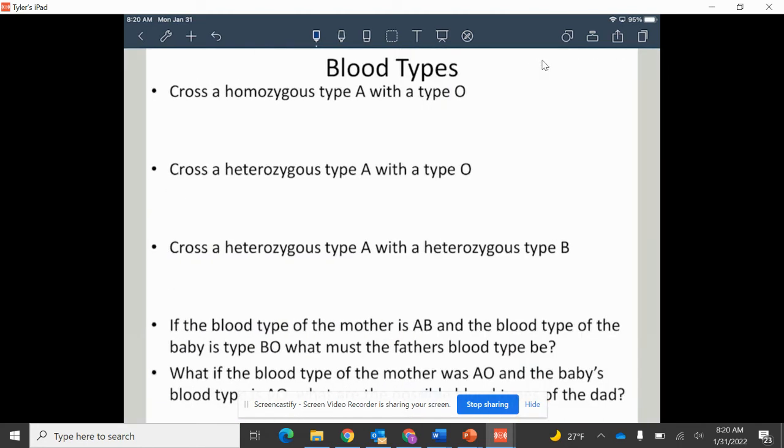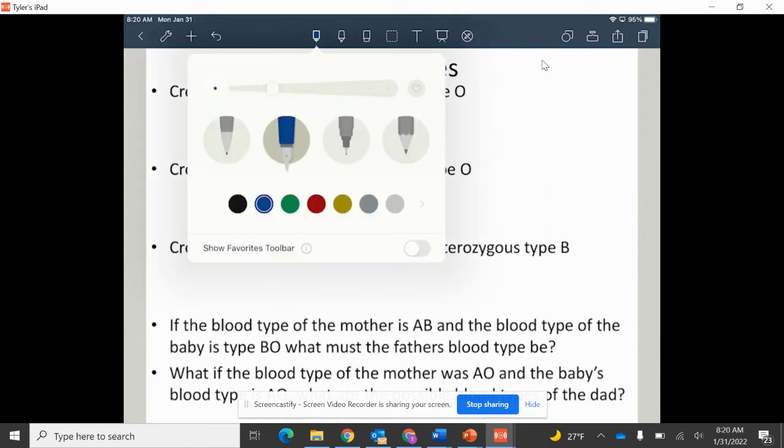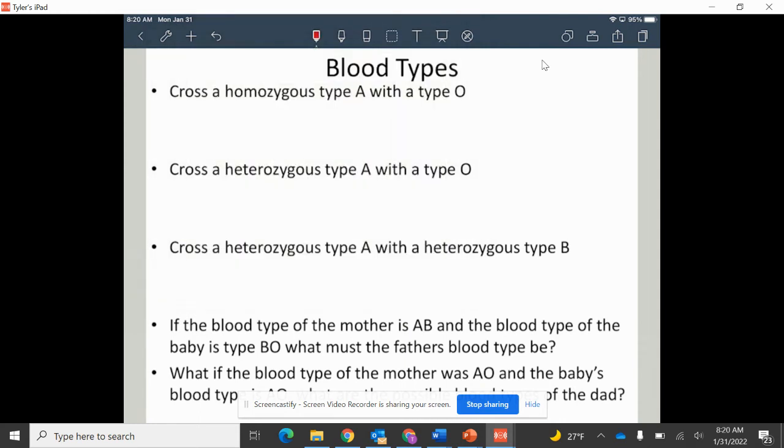So let's cross a homozygous type A with a type O here, okay? Practice a few examples so you kind of know how to look at these. So homozygous type A, make my little Punnett square. Homozygous type A would be A with a type O. Well, the only way to be type O is if you have two of them. As soon as you get an A or B, that's what you are. So what do you get in this first box? You get an AO, another AO, an AO, and an AO.